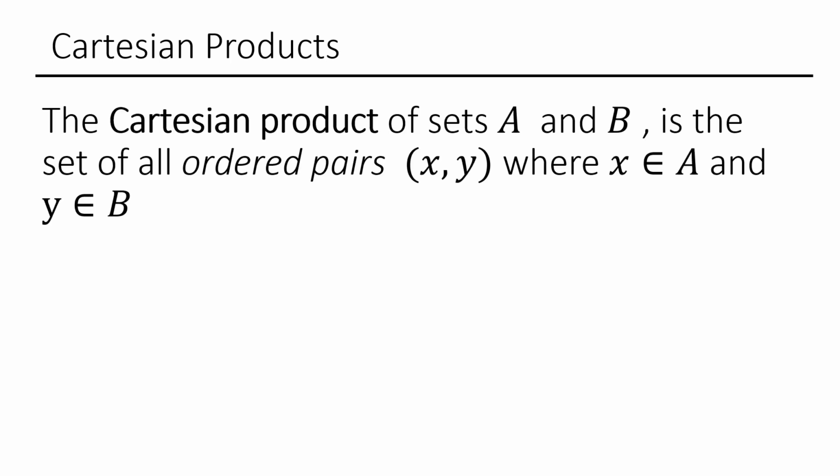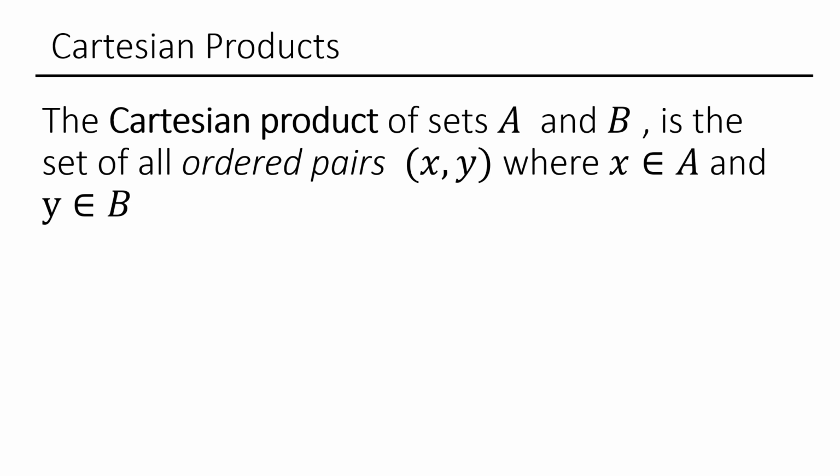The last definition I want to talk about is the Cartesian product. So a Cartesian product of sets A and B is the set of all ordered pairs x and y, where x is an element of A and y is an element of B.